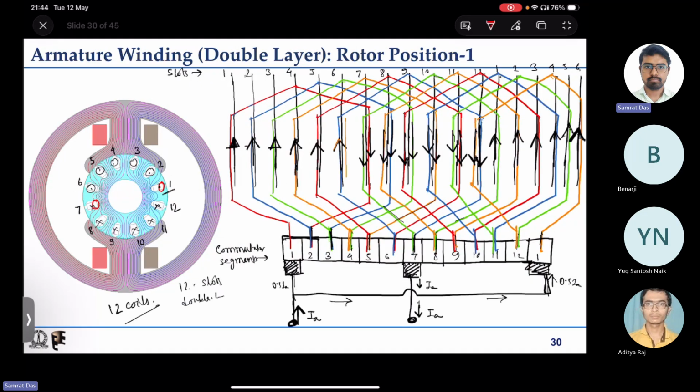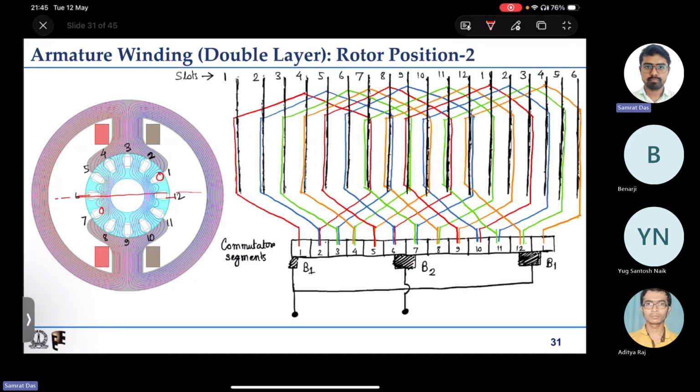So if the commutator moves in the right hand side direction like this, then you can find that the brush at 7, after some time it will be touching 6 and 7, and the brush at 1, which was touching 1, will be touching 1 and 12, right? This is what you see here. One brush is touching 1 and 12, another brush is touching 6 and 7. Now what happens here? Now let us try to look at the current direction in this case, so that we have an idea what happens during commutation.